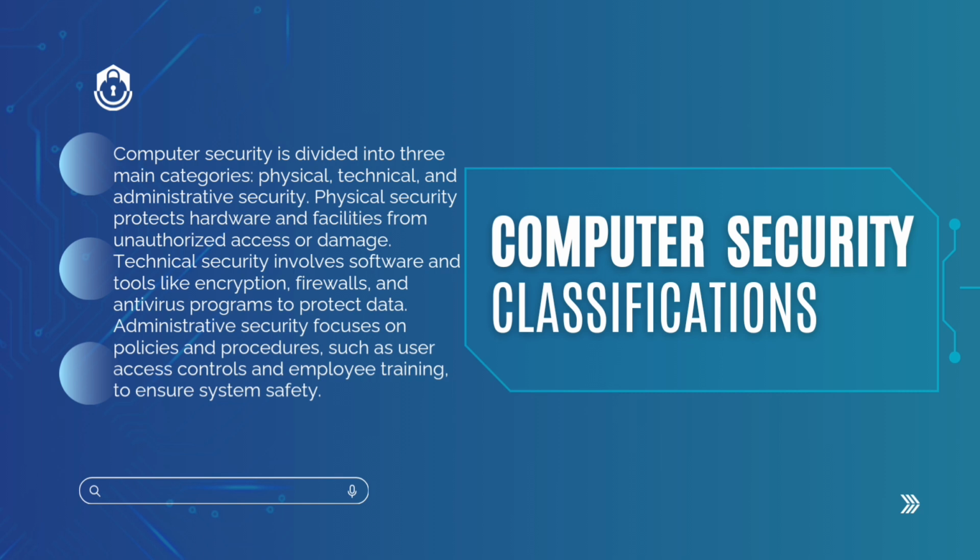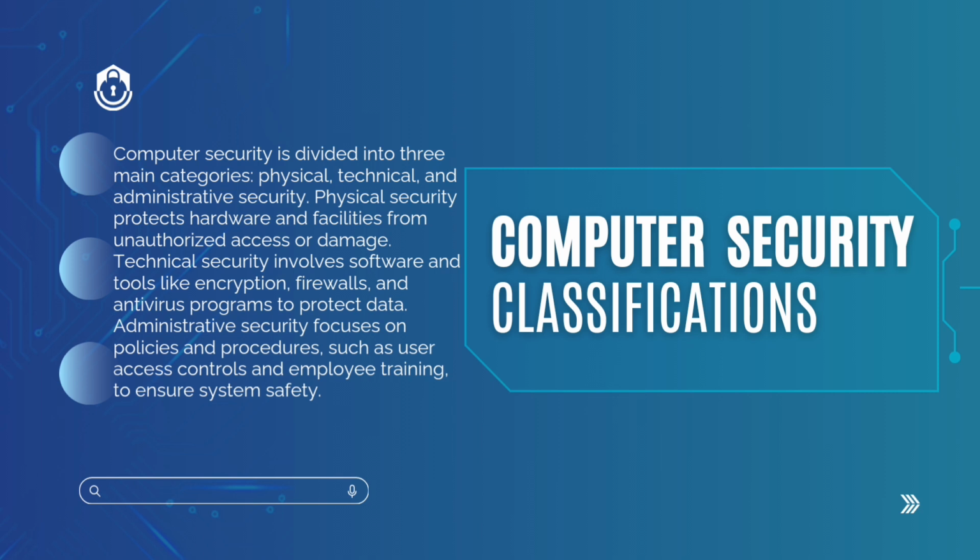Technical security involves the use of software tools to protect systems and data. This includes encryption to protect data, firewalls to block malicious traffic, and antivirus programs to detect and remove harmful software. These technical tools act as the first line of defense against cyber threats.